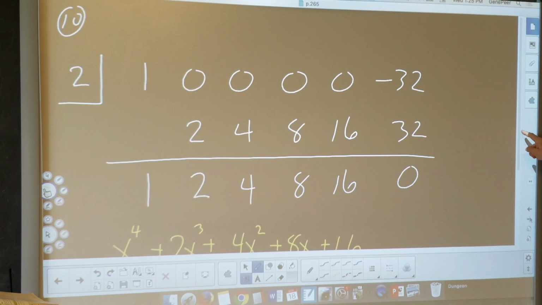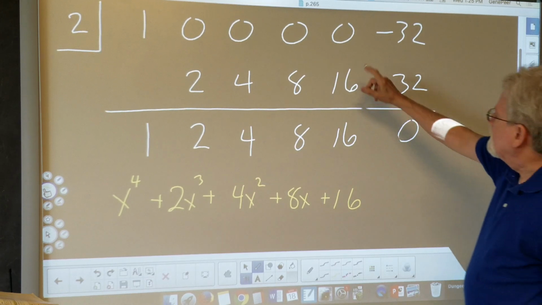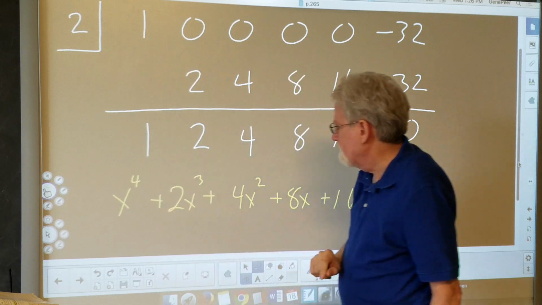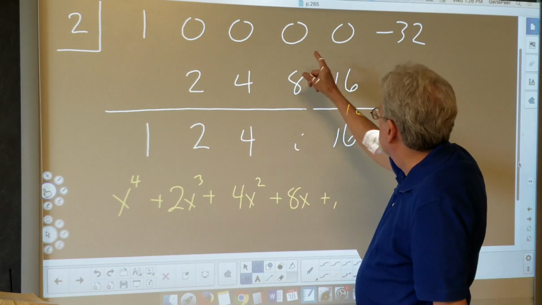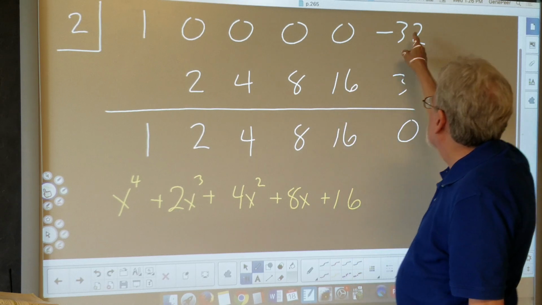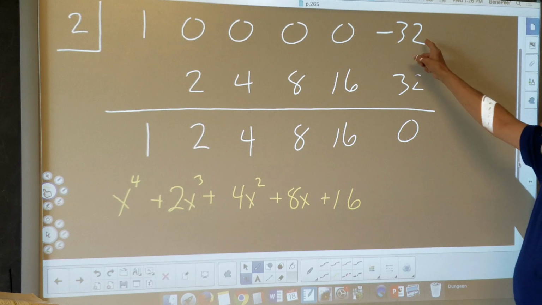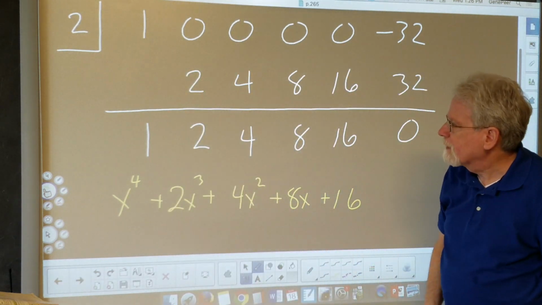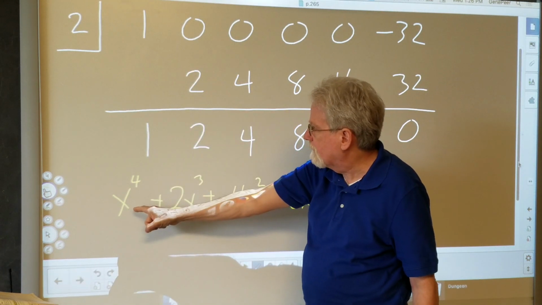Number 10. 10 has a boatload of missing terms. We had, let's see, that'd be 0, 1, 2, 3. So it started with x to the 4th. No, x to the 5th, 4th, 3rd, 2nd. Oh, okay, I probably didn't look at that, negative 32. Okay, so that's your x to the 0, 1, 2, 3, 4. So we started with x to the 5th. Because we started with x to the 5th, our answer will start with x to the 4th.